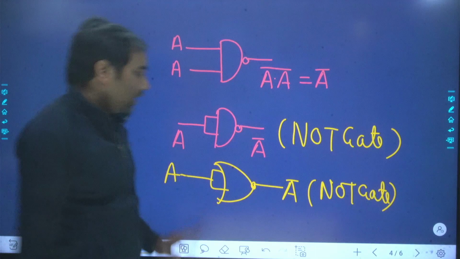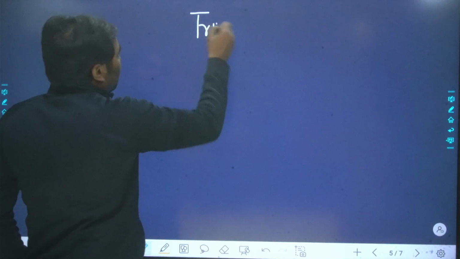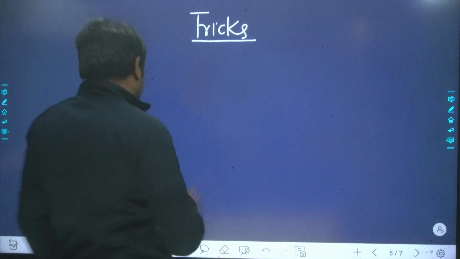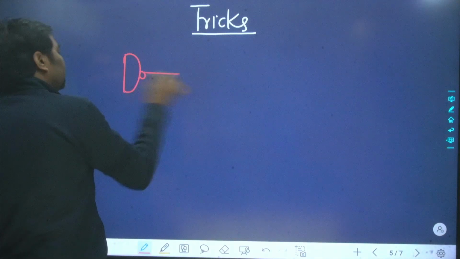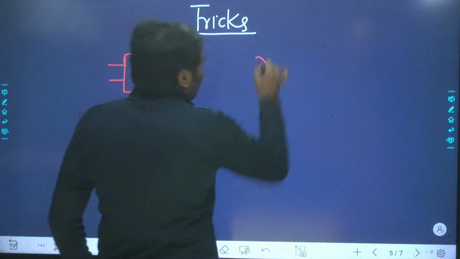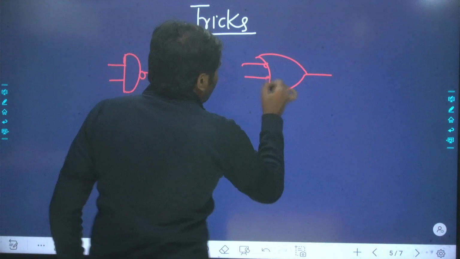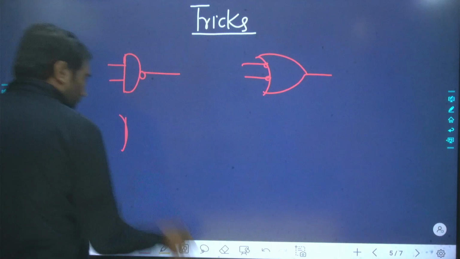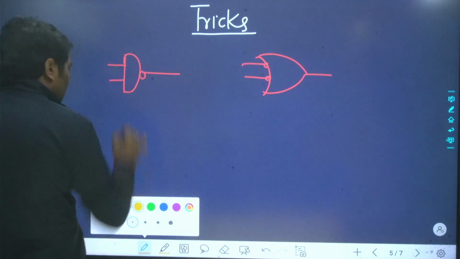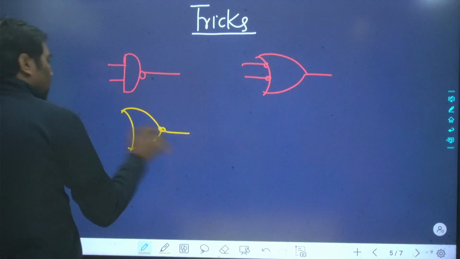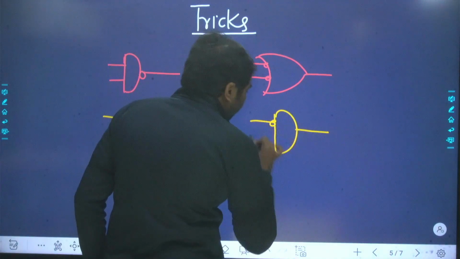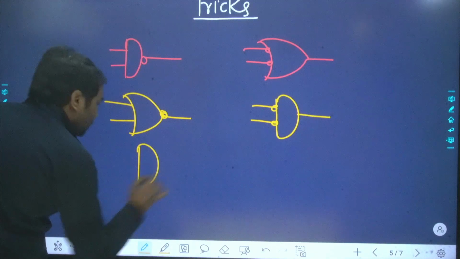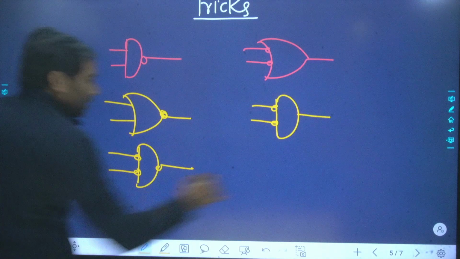Here I want to give some tricks on how to remember this. Suppose we have a NAND gate, which is equal to a bubbled OR gate. And suppose we have a NOR gate, which is equal to a bubbled AND gate. And suppose anyone asks you about a bubbled NAND gate, you can say it is an OR gate.